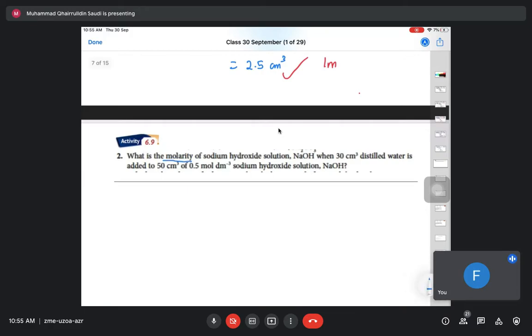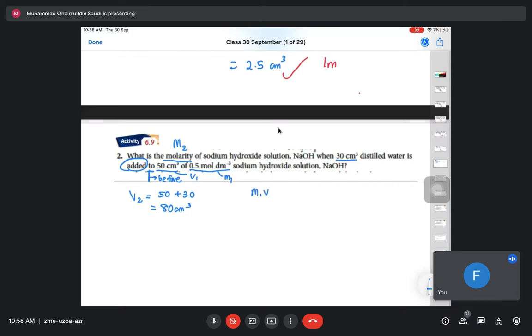Next, number 2, molarity. What is the molarity of sodium hydroxide solution when 30 cm cube distilled water is added to 50 cm cube of 0.5 mole per dm cube? Okay, is added to. So, it means the one after this word is before. So, 50 cm cube is our V1, 0.5 mole per dm cube is our M1. So, we need to find M2. First of all, find V2 first. So, our V2 is 50 plus 30, 80 centimeter cube.